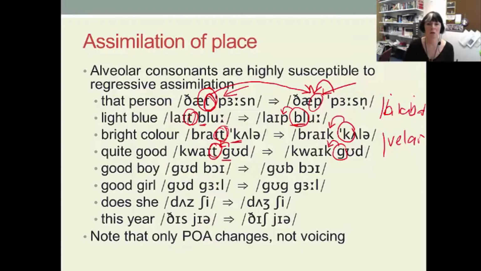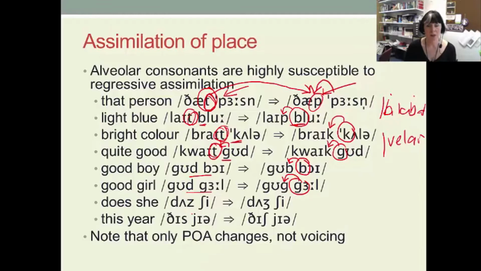If we look at examples where we have voiced plosives, we can see again in good boy, for example, that the bilabial consonant here is having a backwards effect and causing this to be produced with lip closure. Good boy, good boy. And in good girl, again, we've got a velar assimilation where the velar sound is having a backwards effect on the preceding consonant. Good girl, good girl.